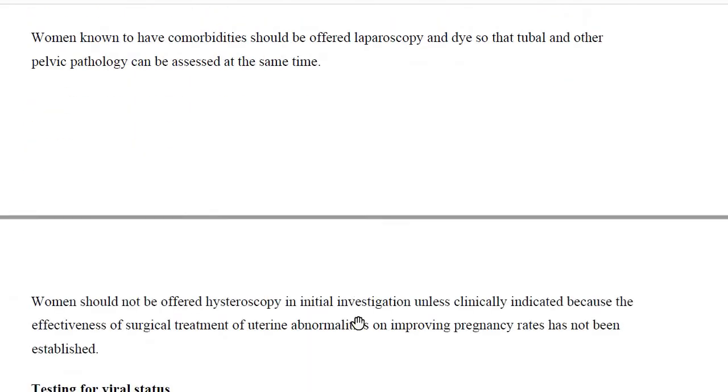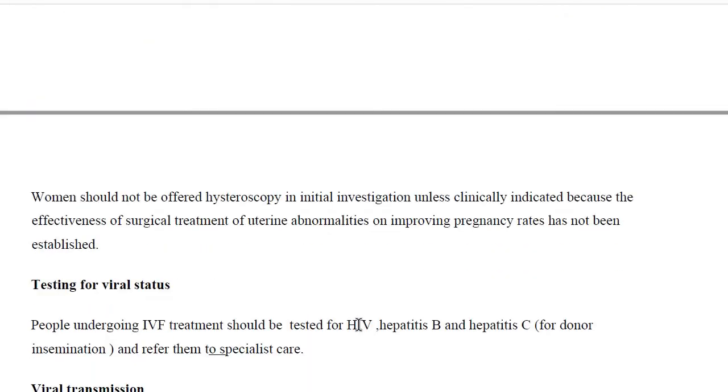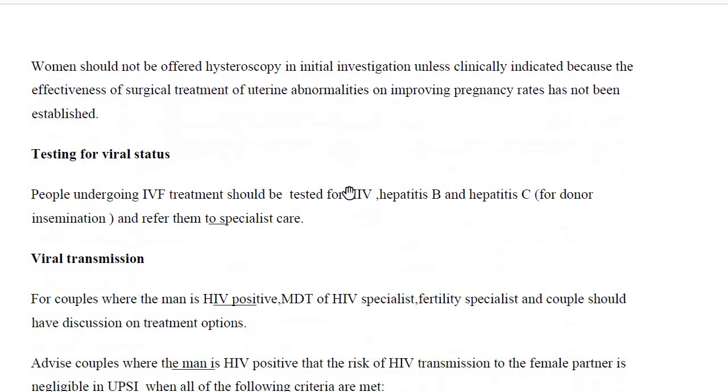Women should not be offered hysteroscopy in the initial investigation unless clinically indicated, because the effectiveness of surgical treatment of uterine cavity abnormalities in improving pregnancy rates has not been established. Then we need to test the viral status of the woman. We need to test her for hepatitis B, C, and HIV, and if something is positive, then we need to send them to the virologist.